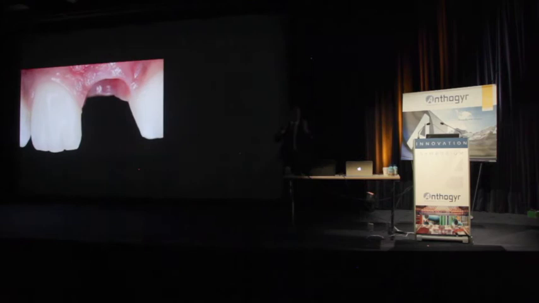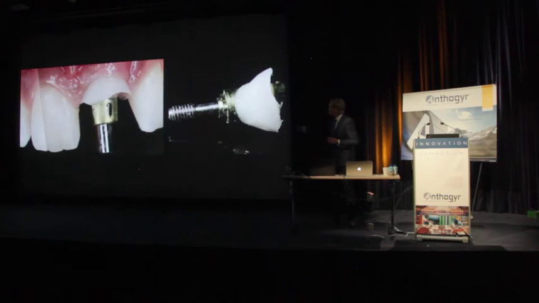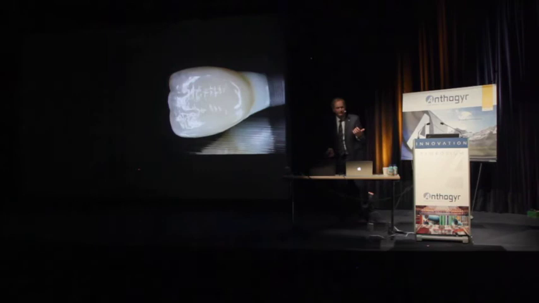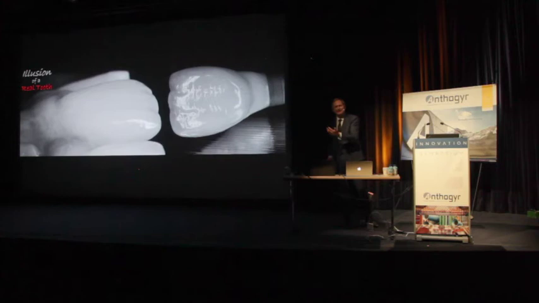I want the same shape on my final restoration, so I take a customized impression coping with the same emergence profile as my provisional, and I send all the information to my lab technician, and he makes now the perfect copy of my provisional. Zirconia-based monoblock restoration, and it really looks like a tooth. I like to make teeth. I don't like to make crowns. It should be the illusion of a real tooth.